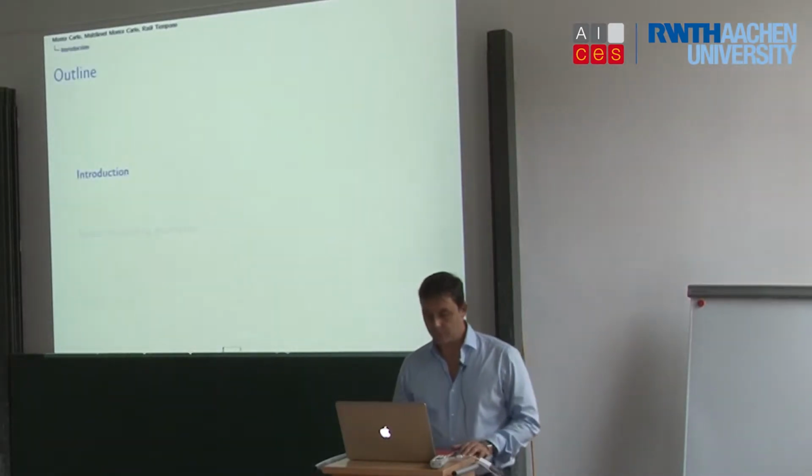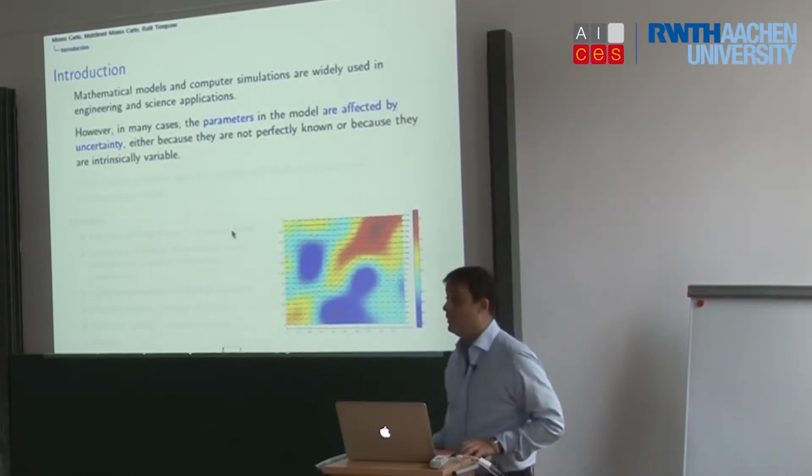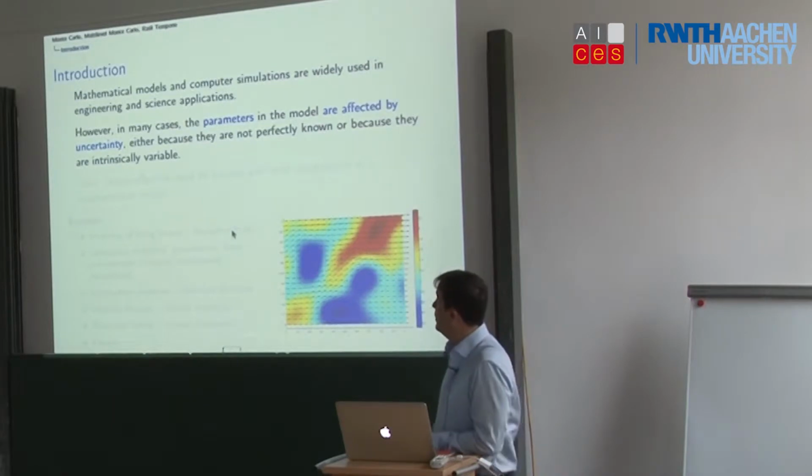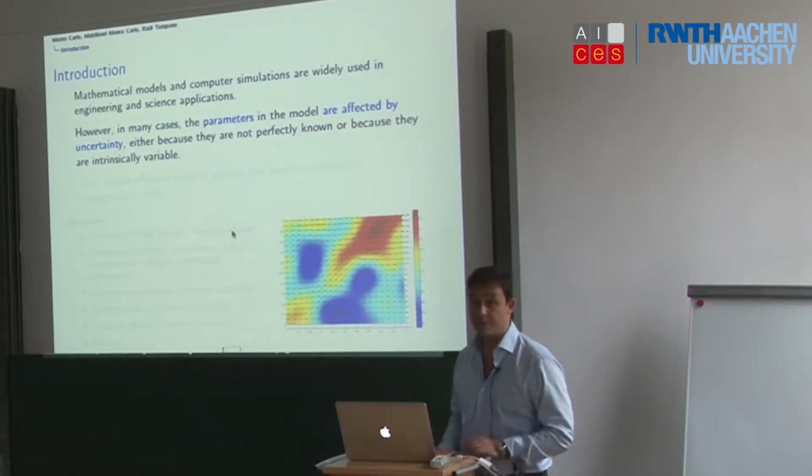So let's go to introduction examples then. So we all know, and this is why we are here, that mathematical models and computer simulations are widely used in engineering and science applications. All of these models have parameters that you need to fit, it could be material properties, boundary conditions, initial conditions, that are not perfectly known, right? And you wonder, even if you have perfect accuracy in your numerical solvers, how much will be the impact of this lack of perfect knowledge in the prediction you want to make? That's a reasonable question, right?